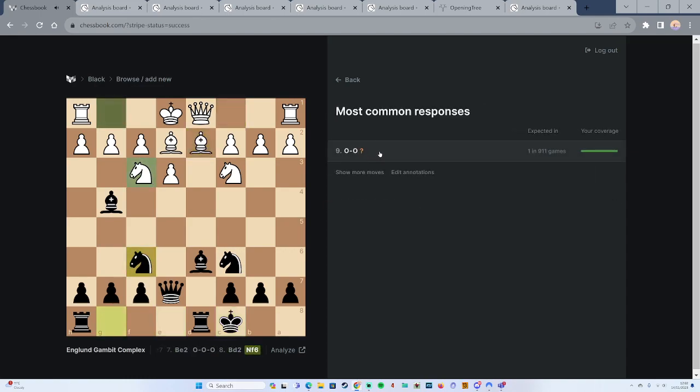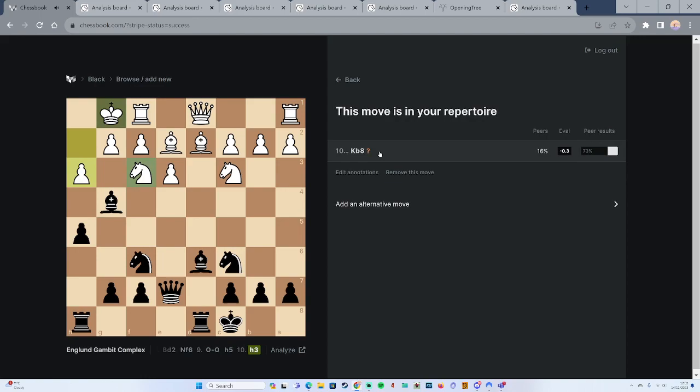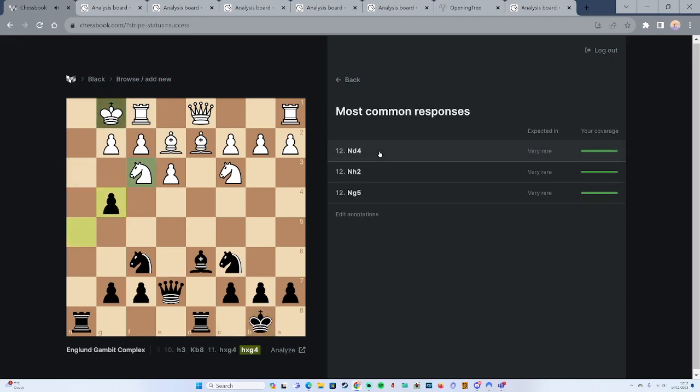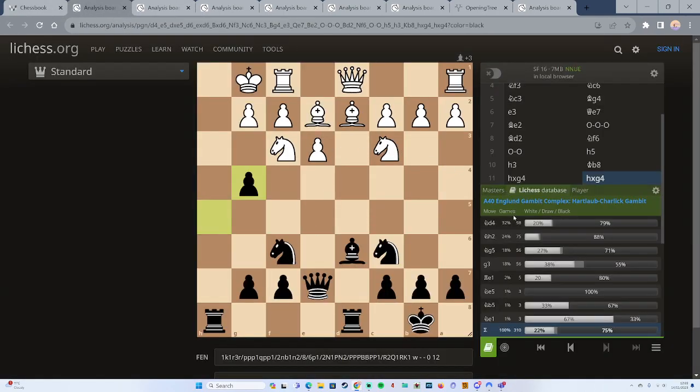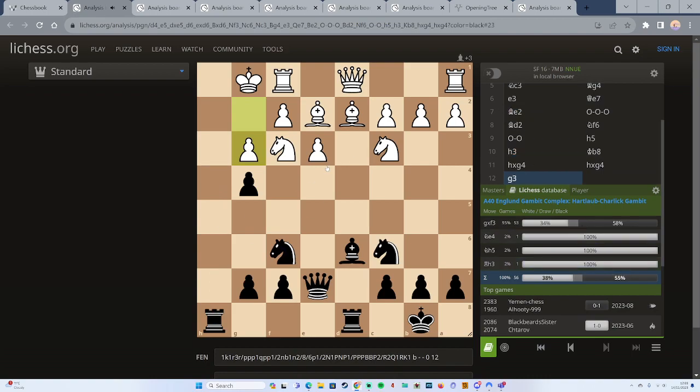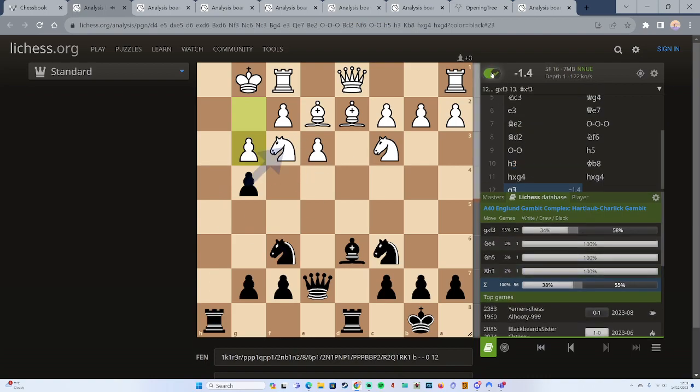Knight to f6, castles, and h5 is this key idea. This h3. We get to this king b8, takes, and there was one more move to add. Allies. It was the fourth move here, g3. And this just is a nonsense move, isn't it? You just take the knight.